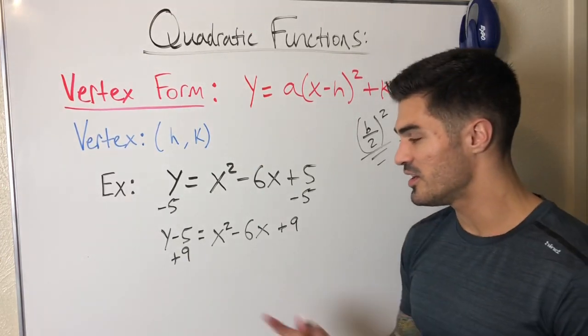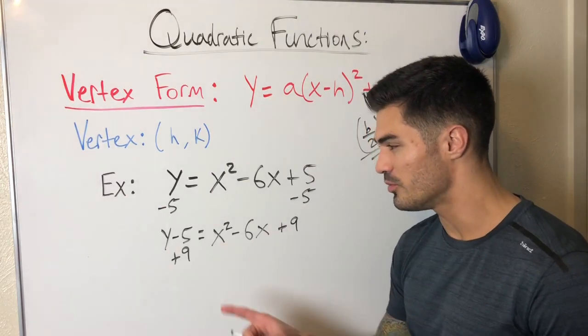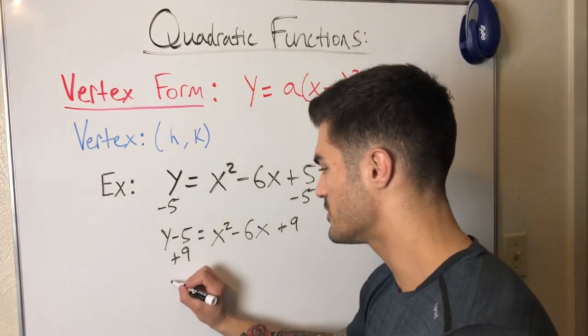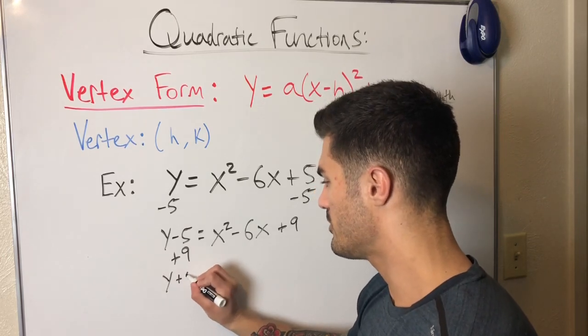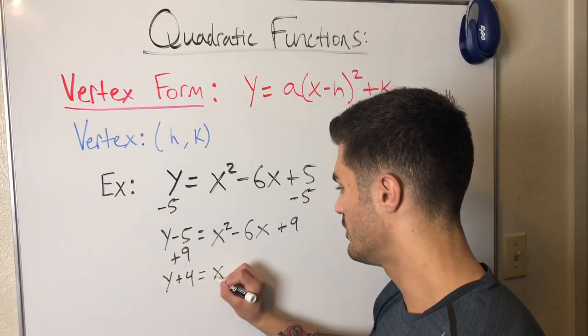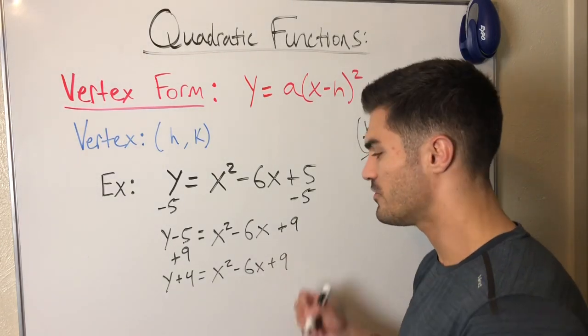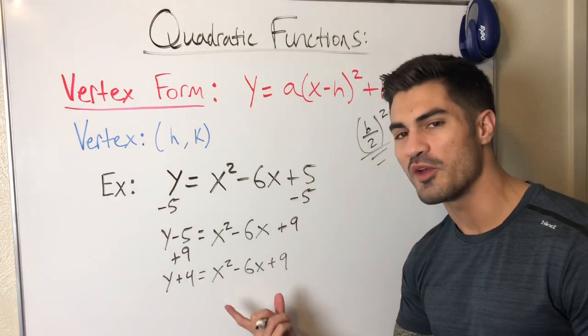Okay, so that's what I did here, and now I have a perfect square trinomial. Well, let me do this algebra first. Negative 5 plus 9, that's y plus 4. So I got y plus 4 equals x squared minus 6x plus 9, and we'll confirm that this is a perfect square trinomial by factoring it.